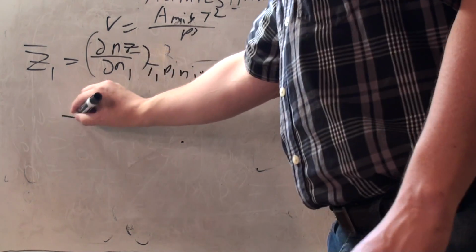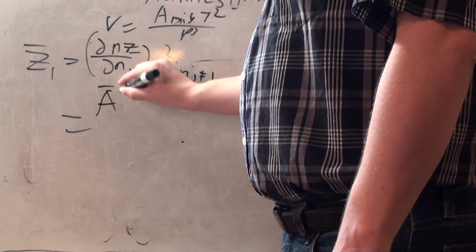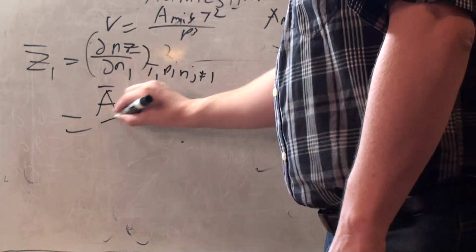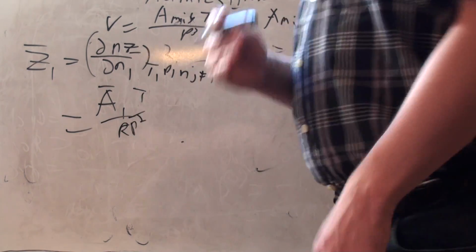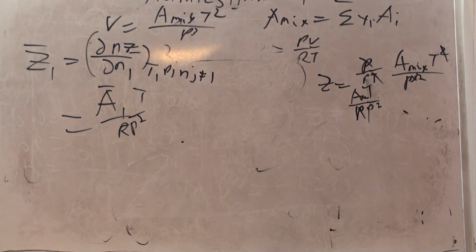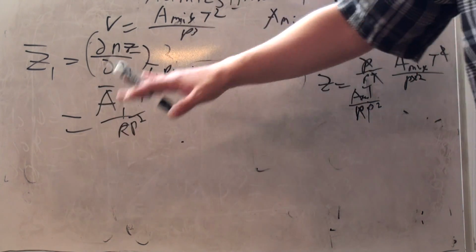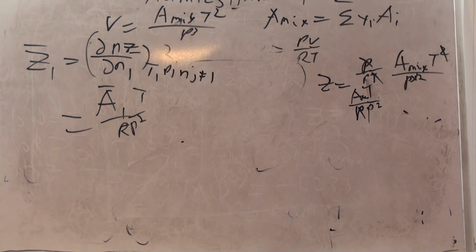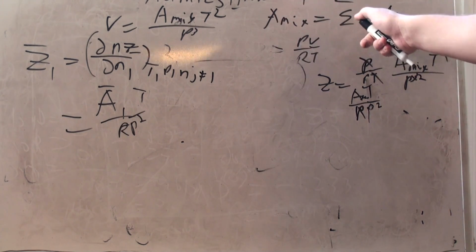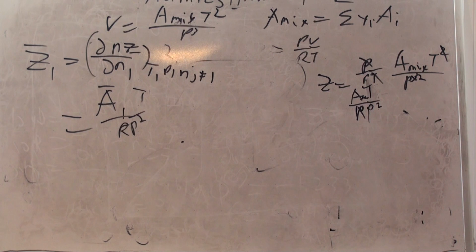So in reality, this will equal partial molar A1 T over RP squared. And there are some homeworks where that's all I'll have you do. I won't ask you to do the math on partial molar A1 because you've done partial molar properties before. In this case, I'm going to have you do it because it's really simple. But I might just say, leave it as a partial molar constant, because that's essentially what it is. It's a partial molar constant, as is that notation.